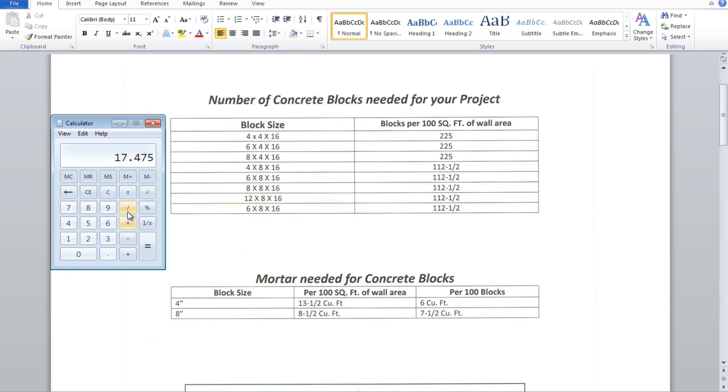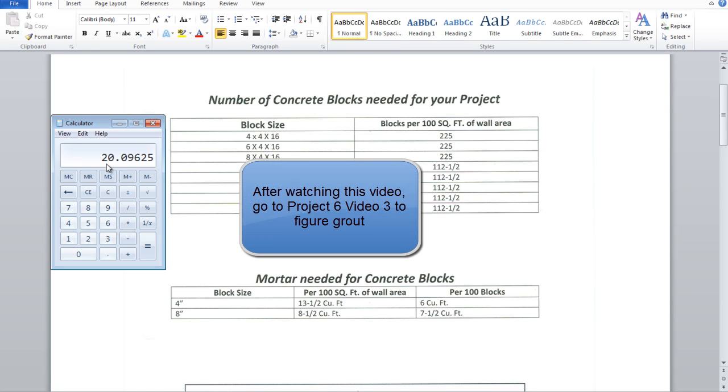So we're going to times this number by 15%, which is 0.15 in decimal form. So we're going to add 2.62 to our original 17.475. You're going to have right around 20, and it would be okay if you just use 20 cubic feet of mortar. That's how you'd end up needing 245 blocks and 20 cubic feet of mortar.